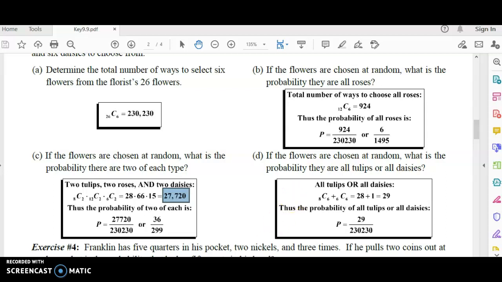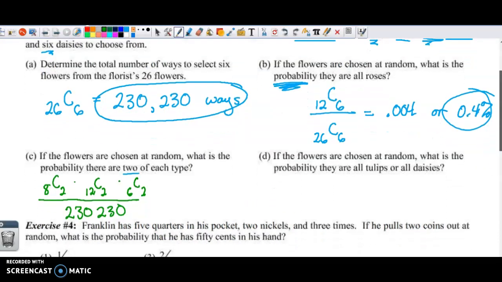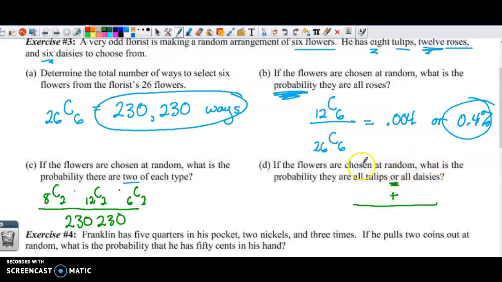I do need to explain letter D because there's a key word in here, the OR word. So it's impossible to have all tulips and all daisies at the same time. So that's a clue for me that we're going to use a plus sign. And when I say that it's impossible to do both at the same time, that's a phrase that means mutually exclusive. You can't have all tulips and all daisies at the same time, so we add those probabilities together.